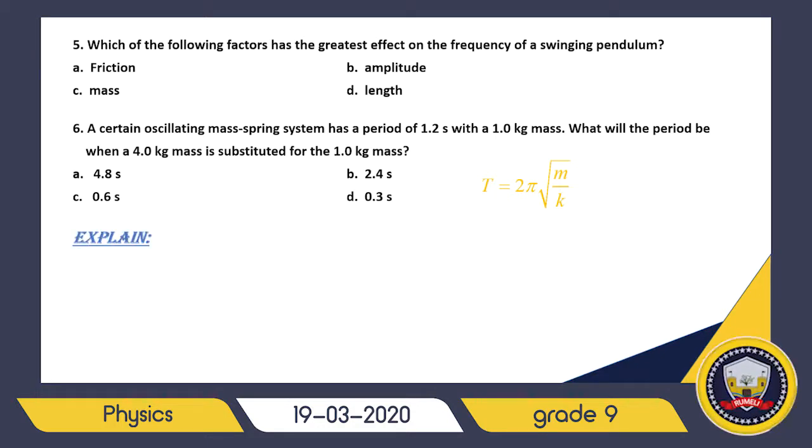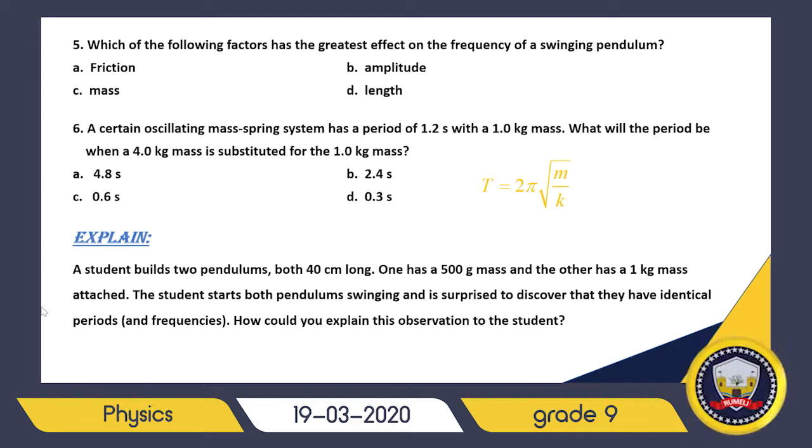Another question. Explain. A student builds 2 pendulums, both 40 centimeters long, the same length. One has a 500 gram mass, meaning 0.5 kilogram, and the other has a 1 kilogram mass attached. Different masses, but the same length. The student starts both pendulums swinging, and is surprised to discover that they have identical periods and frequencies. How could you explain this observation to the student?